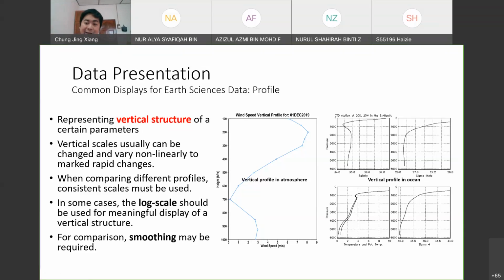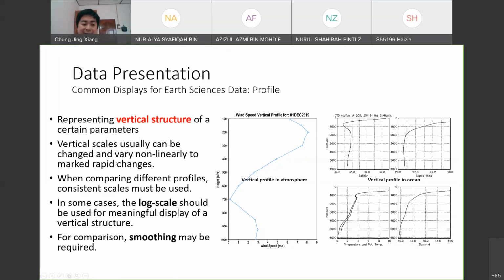Sometimes if it changes, it can be changing linearly, and it can also change non-linearly. It's just like your neutron diagram, if you still remember. If you change linearly, it means it gradually changes. But if you have non-linear changes, it just means something changes very quickly. If you look at this vertical profile, like this one, this one changes gradually, but this one changes very quickly. So when comparing different profiles, you have to use a consistent scale. Like I told you just now, you use the same data range.